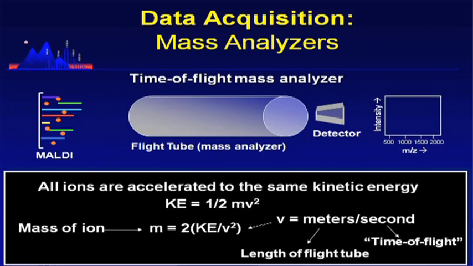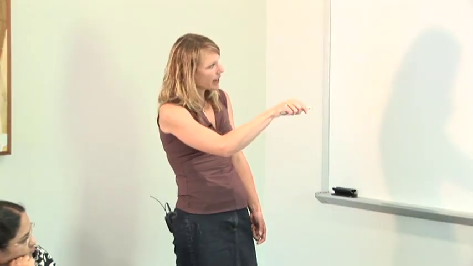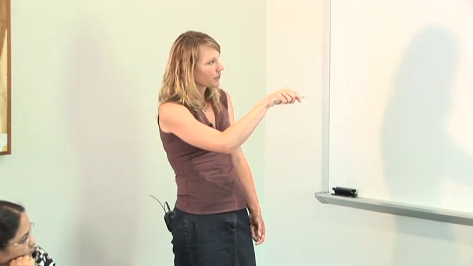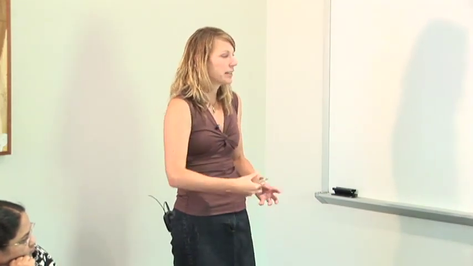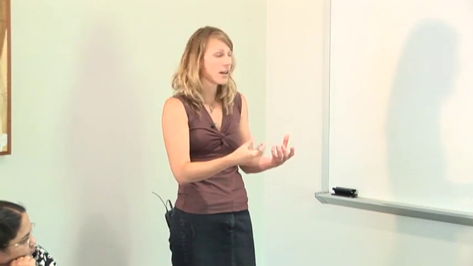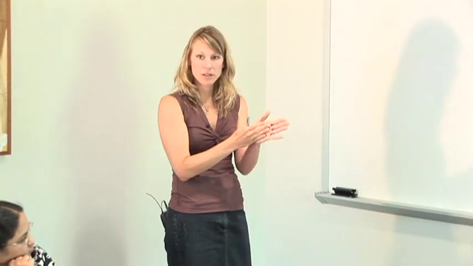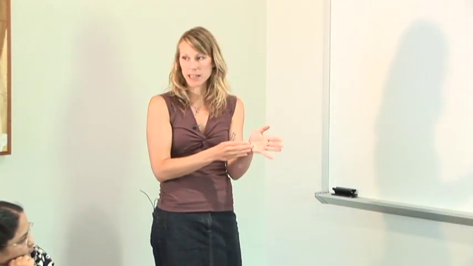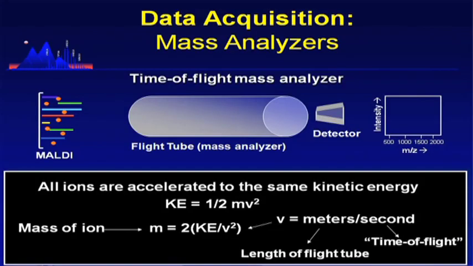So kinetic energy is actually a constant. And what happens is that at the point of ionization, we give all of the ions a voltage boost so that at time 0, all of the molecules have the same kinetic energy. Okay, so this is a constant. And the length of the flight tube is a constant. And what we're measuring is the time of flight. And so we can use this measurement to calculate the mass.